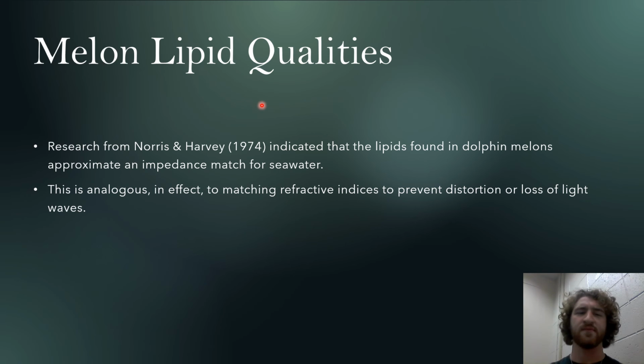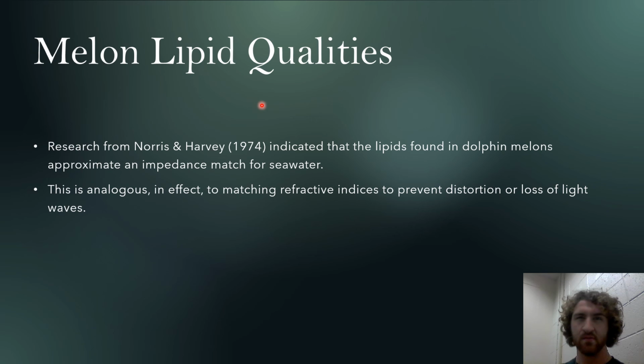And so then we think about, why is it a lipid and not just some sort of an aqueous solution? There was an expert in the field whose name was Norris, and he conducted a handful of studies over the course of around 8 years. But this one stuck out for the purposes of enumerating why this lipid was important. In this case, the lipids in dolphin melons approximate the impedance of seawater.